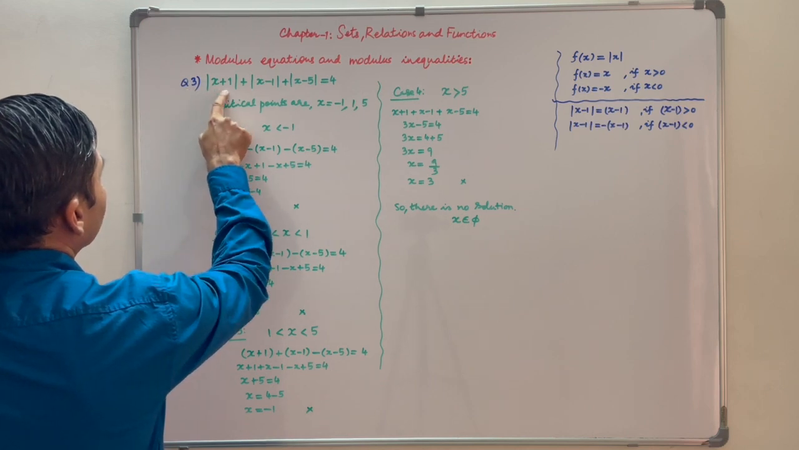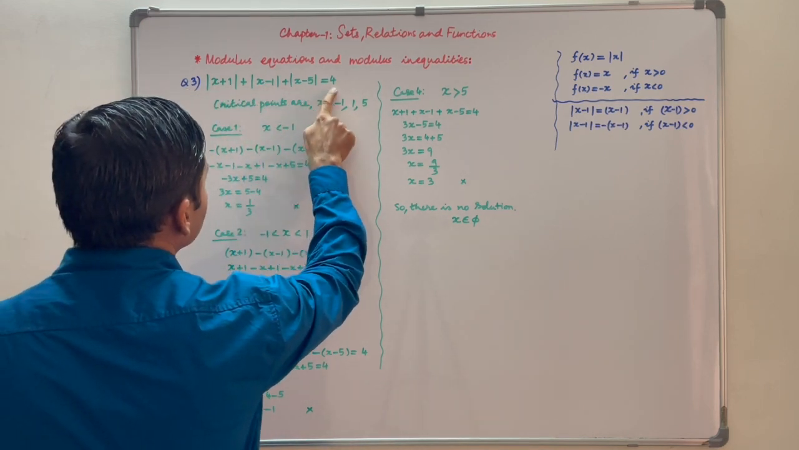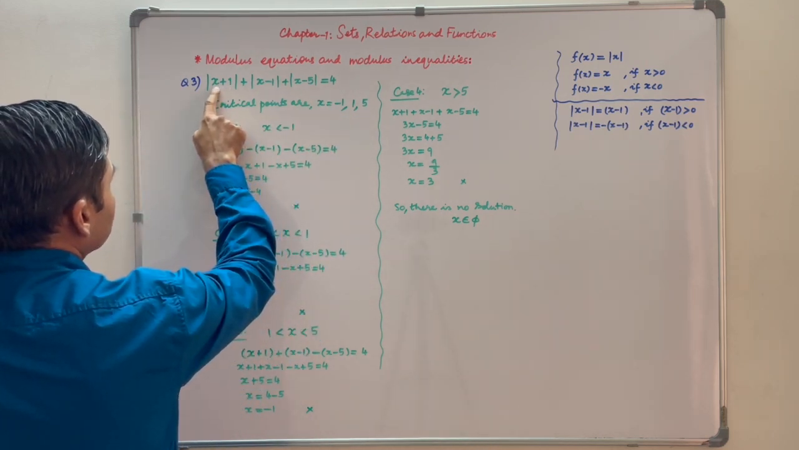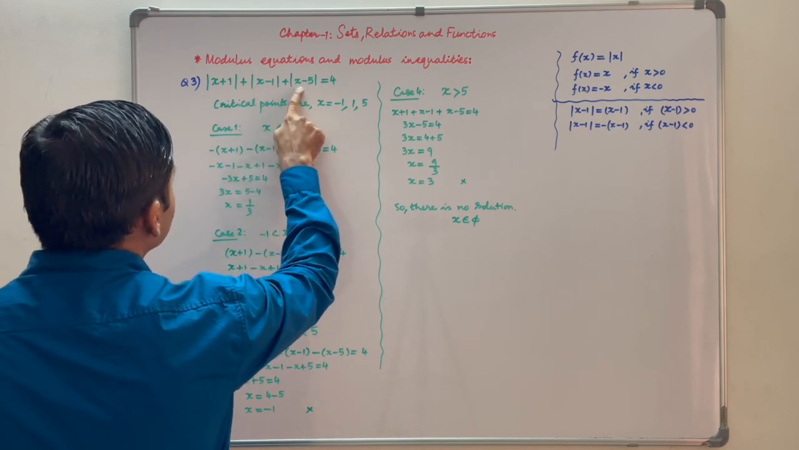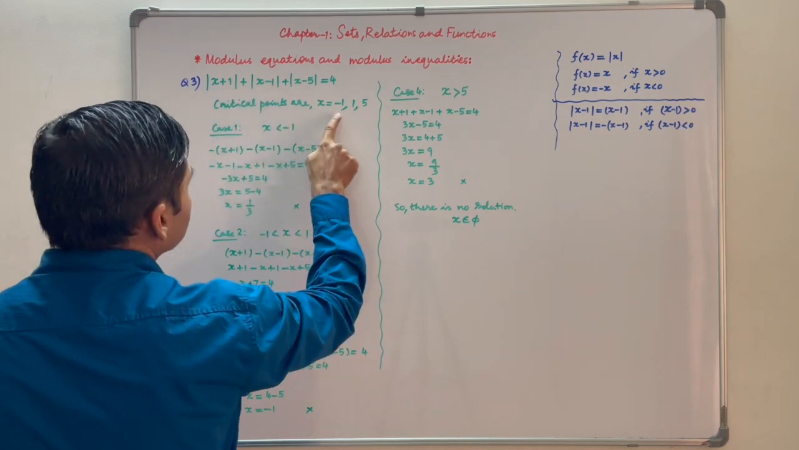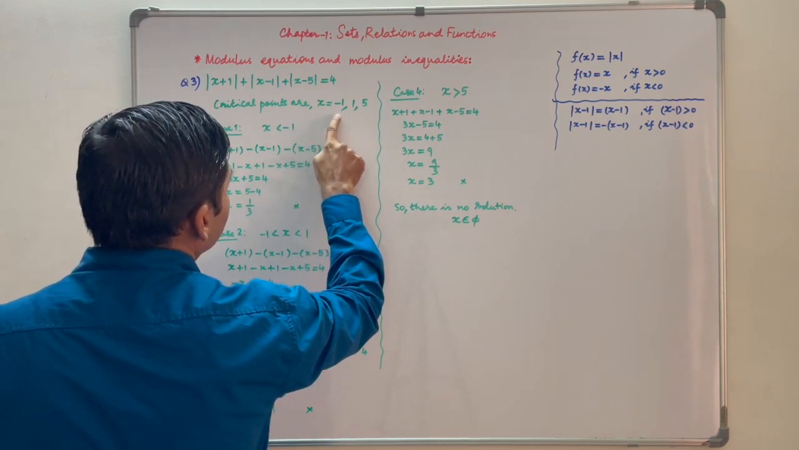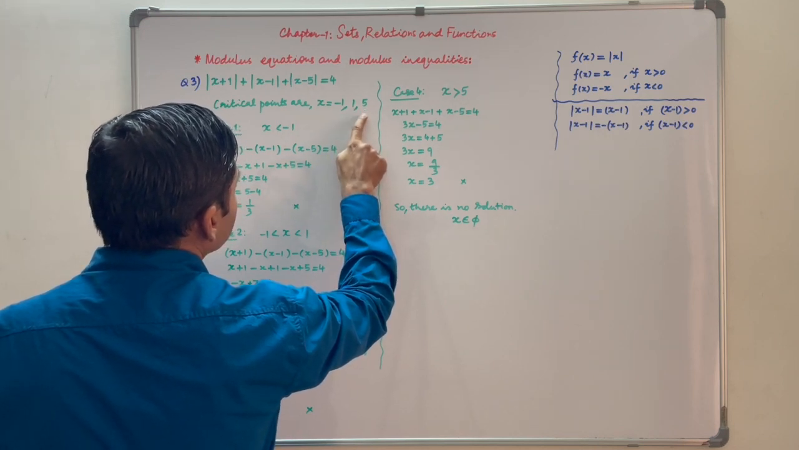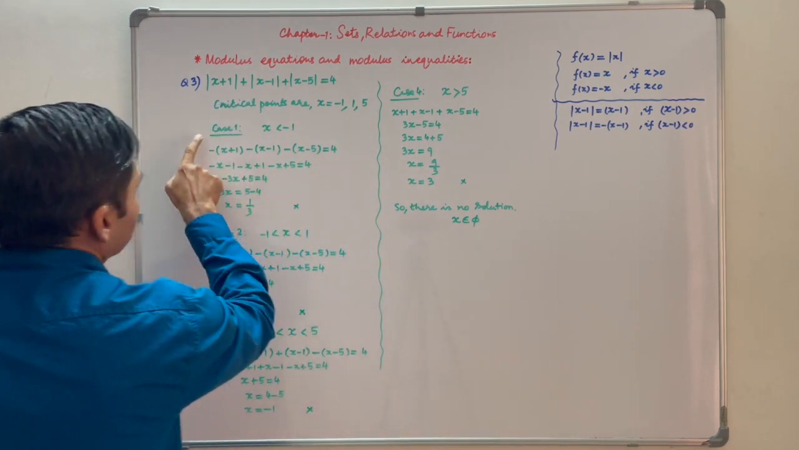Third question, |x + 1| + |x − 1| + |x − 5| = 4. Critical points will be x = −1, x = 1 and x = 5. So we will consider the cases when x is less than −1, when x lies between −1 to 1, when x lies between 1 to 5 and when x is greater than 5. So let us consider all these cases one by one.